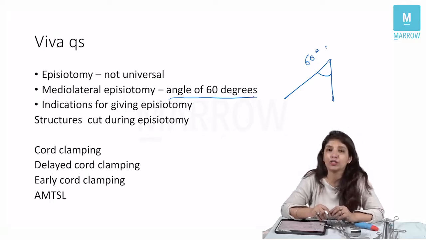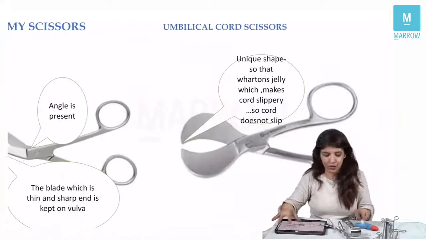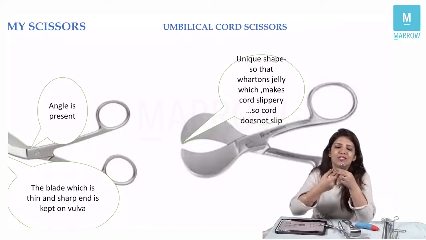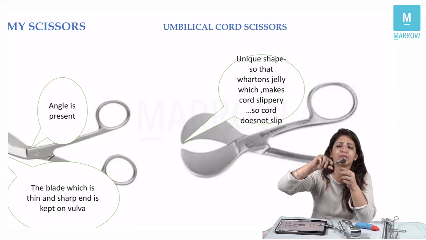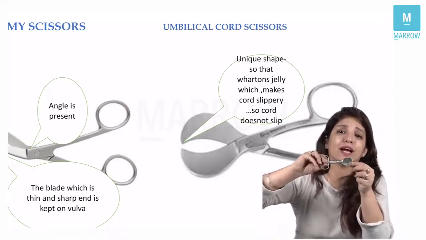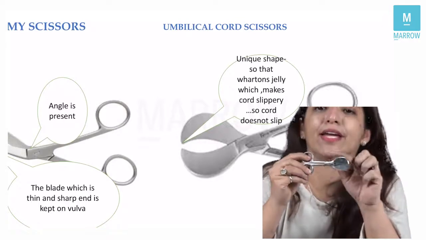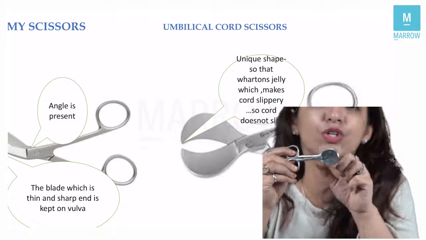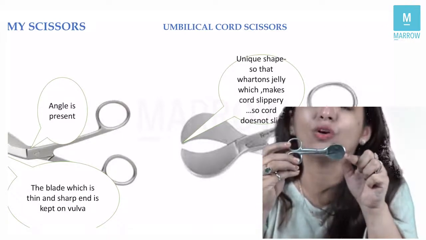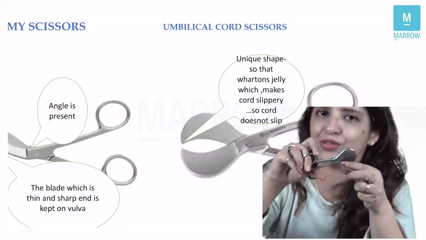Then a very important question could be related to the next scissor which I am going to show you. The next scissor which I am going to show you is this scissor, a very peculiar scissor. You cannot make a mistake in identifying this scissor. Very small scissor with a coin-like end, right? Rounded coin-like end. This is a cord, umbilical cord cutting scissors, right? It's an umbilical cord cutting scissors.